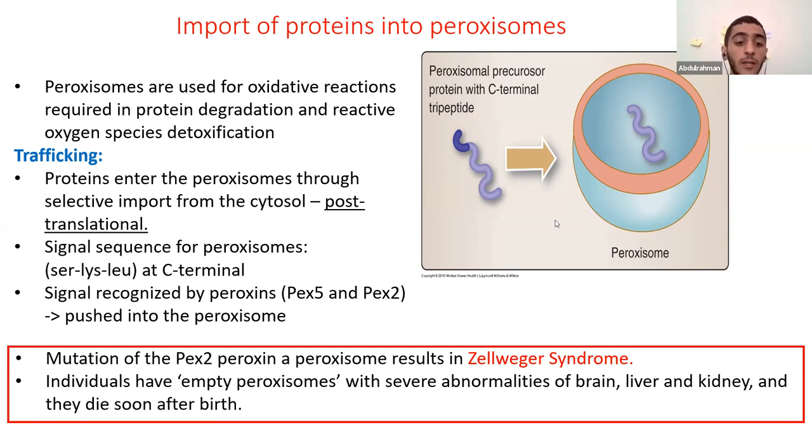That's all that happens. Now, a mutation in the peroxin 2 protein will lead to a disease known as Zellweger syndrome, which is basically a disease where the peroxisome doesn't have its proteins because the receptor that takes these proteins inside is non-functional, which is the peroxin 2. So it's going to have something known as empty peroxisomes.